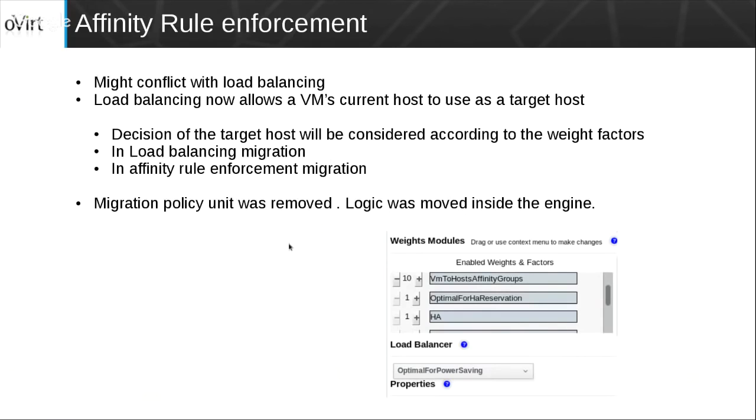So again, the decision of a target host will be considered according to the weight factors in load balancing migration and in affinity rule enforcement migration. Now, because we needed to enable this type of migration or non-migration for that matter, if I don't want the VM to migrate off a host, load balancing now allows the VM to stay on its current host. Or in other words, the target host can be the source host. That's why the migration policy unit was removed from the policy units in scheduling, and logic was moved inside the engine.